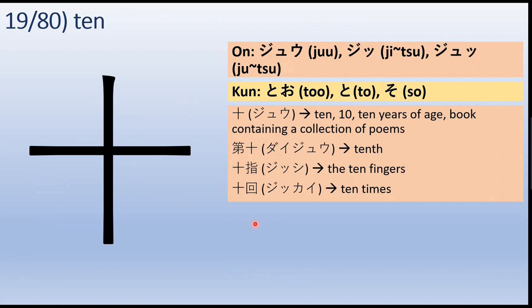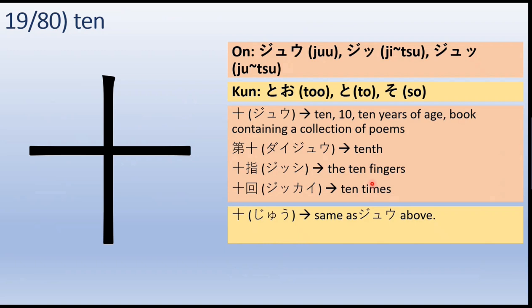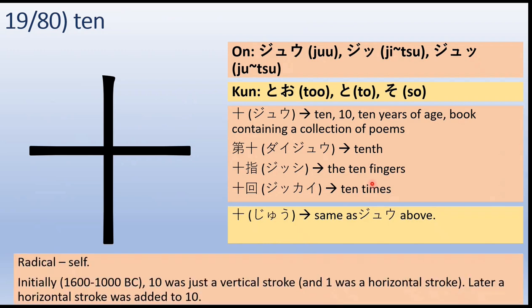Then we have Daiju, which means 10. We have Jishi, which means the 10 fingers, and we have Jikai as the 10 times. And in Kun'yomi also, the meaning is the same, Ju. It is again a radical in itself.